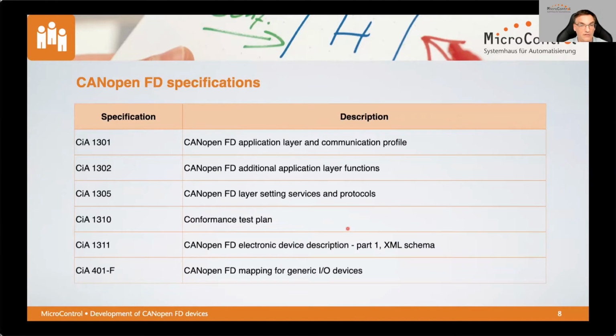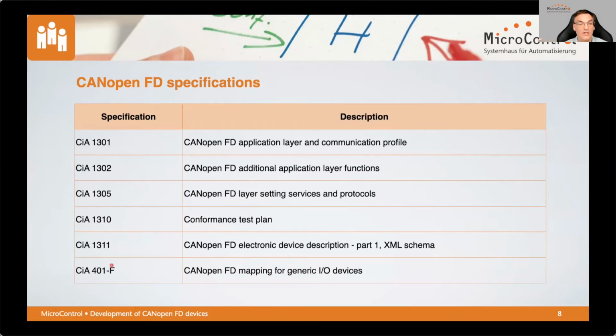Of course, then the next thing you have to read or evaluate are the CANopen FD specifications. So Rainer already mentioned here the CiA 1301, the CANopen FD application layer and communication profile. This is a must-have. That's your Bible for CANopen FD. And Oskar also already introduced other specifications on top of them, additional layer applications and things like that, and the new layer setting services.